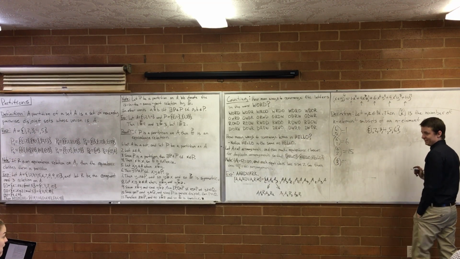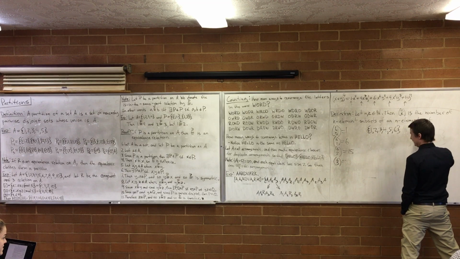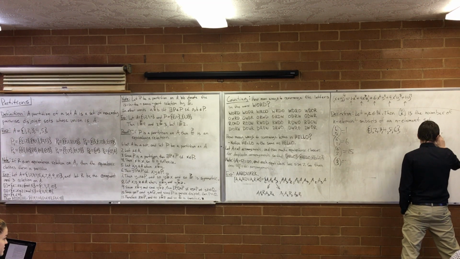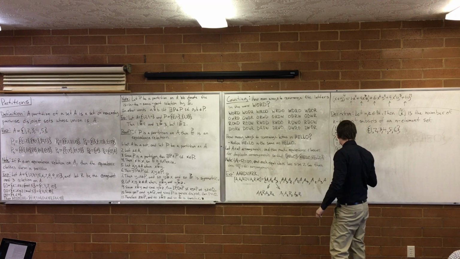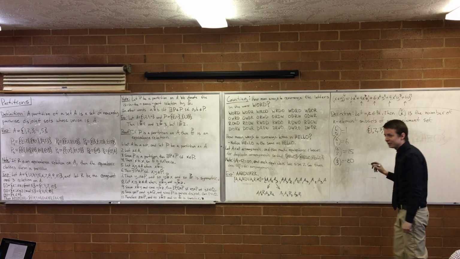I have to think about this one. Okay, got it. 40? No. Okay, so there's 6 options for the first one, 5 for the second, 4 for the third, and then you don't care about the order, so you're dividing by 6. Well, it's 20. Exactly! Good job! You see how we did that?